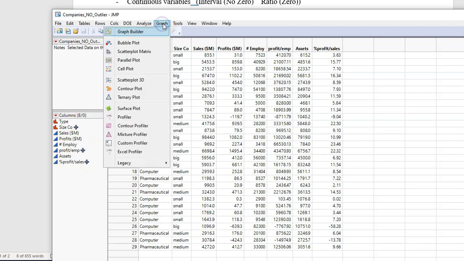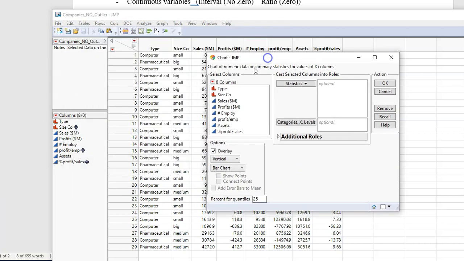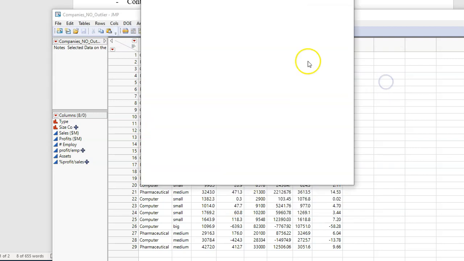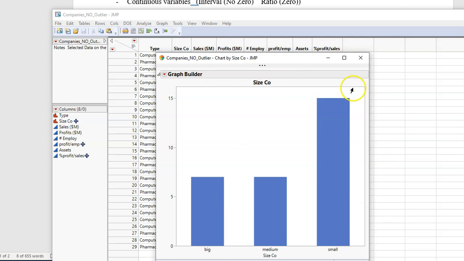So I go to graph. Previously it was different, so they changed it. Now we have legacy and we have chart. So we go to graph, this is for categorical variables. Graph, legacy, chart. If the variable I'm interested to analyze is size of company, I just drag and drop it into categories. And I can change bar, pie, and other types of charts. Click OK. And that gives me this information.